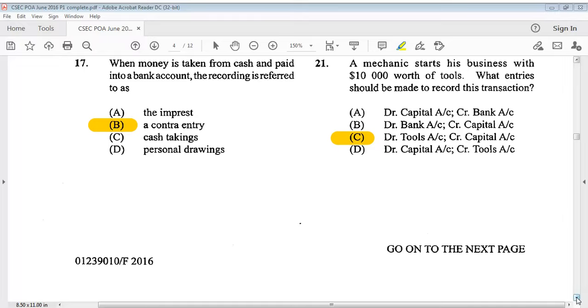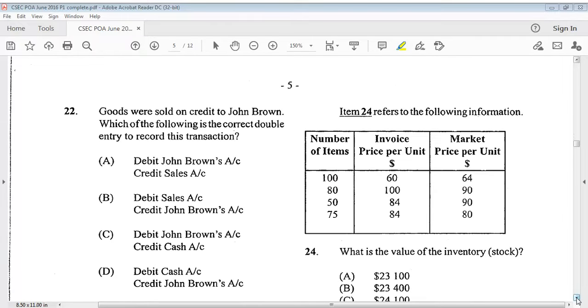Let's move on to number 22. Goods were sold on credit to John Brown. Which of the following is the correct double entry to record his transaction? So if goods were sold to John Brown, we know that we're going to have to debit John Brown's account and credit sales account. So A would be your answer.